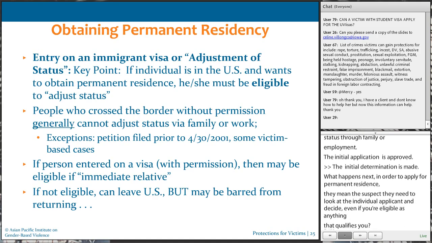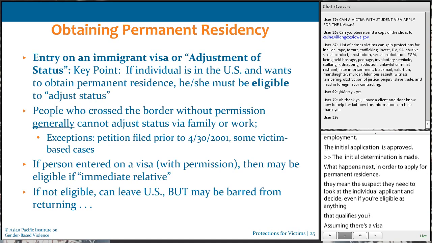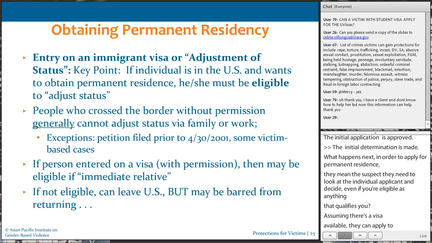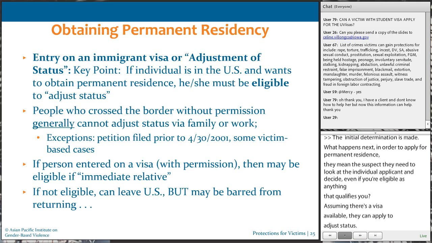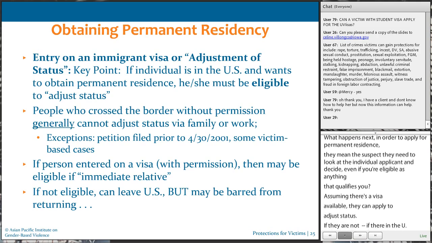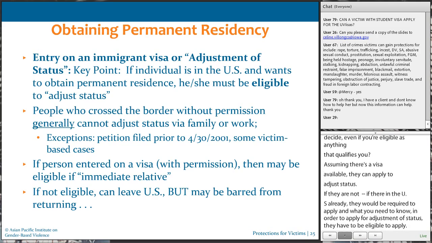And so assuming there's a visa available, a visa number available, they can apply to adjust status. If they're outside the country, they come in on an immigrant visa and they're processed at the consulate. But if they are in the U.S. already, then they would be required to apply for adjustment of status. And what you need to know is, in order to apply for adjustment of status, they have to be eligible to apply for adjustment of status. Not everybody who's in the United States is eligible to apply to adjust status.